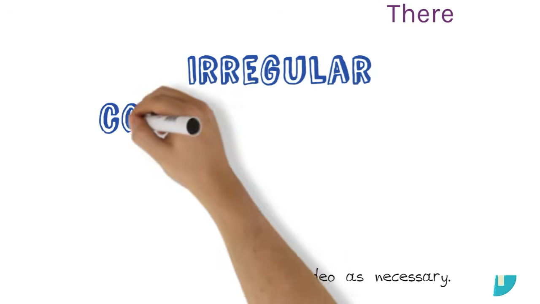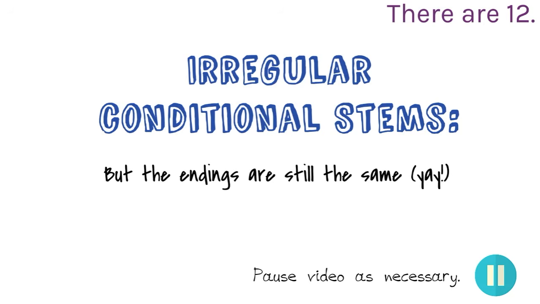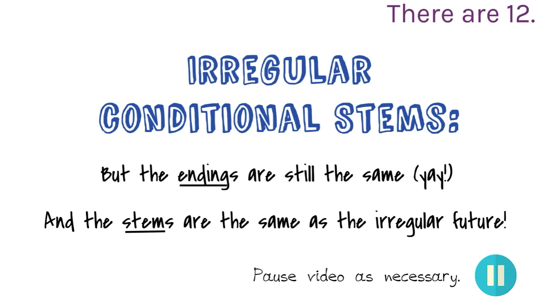Now, it wouldn't be French or any language without a few exceptions. There are 12 irregular stems, but even so, the endings are the same as the ones we already learned. Plus, you'll notice that these irregular stems are the same stems as for the irregular future verbs. We're all human here, so don't hesitate to pause the video as we go through these new stems.